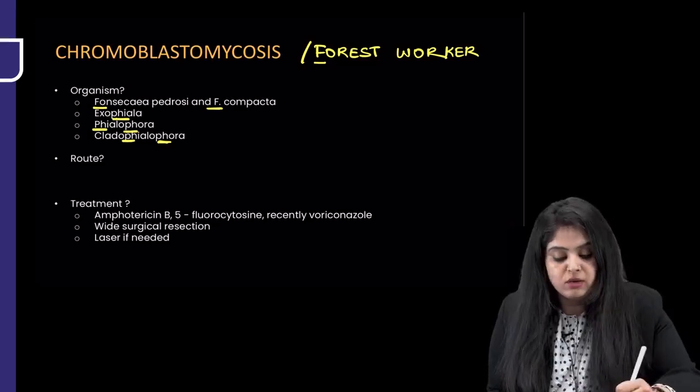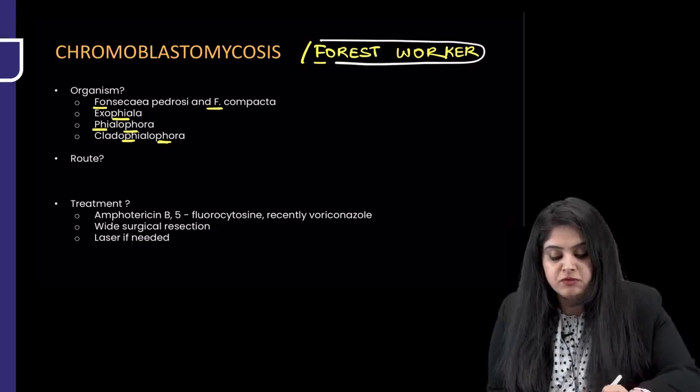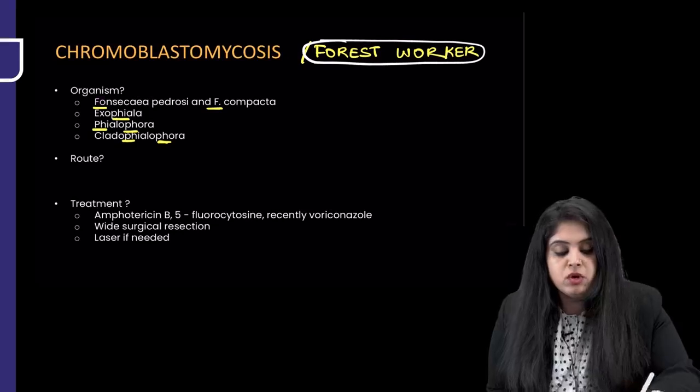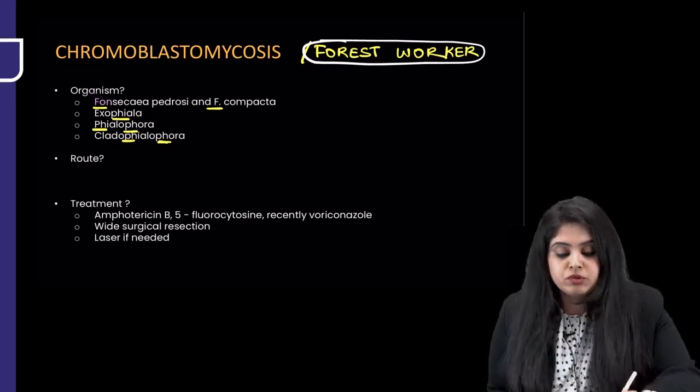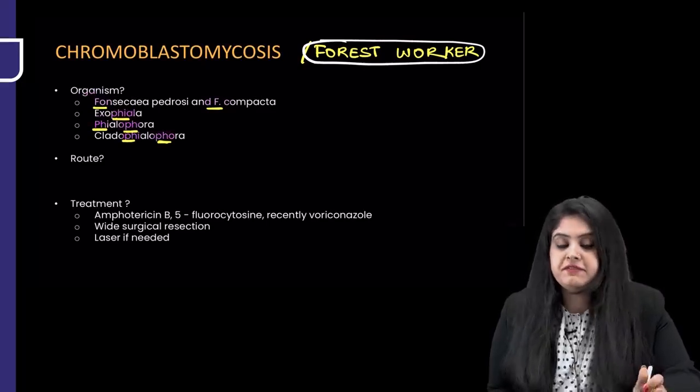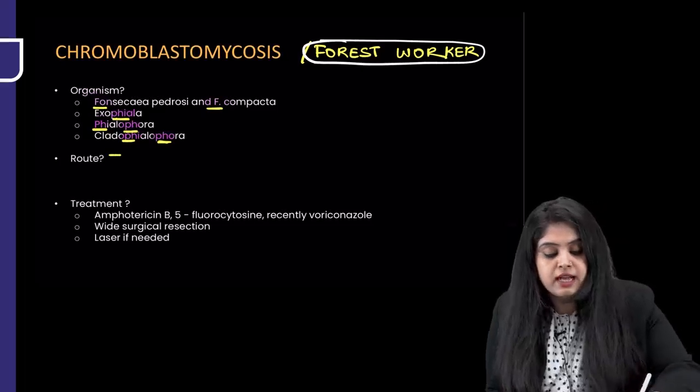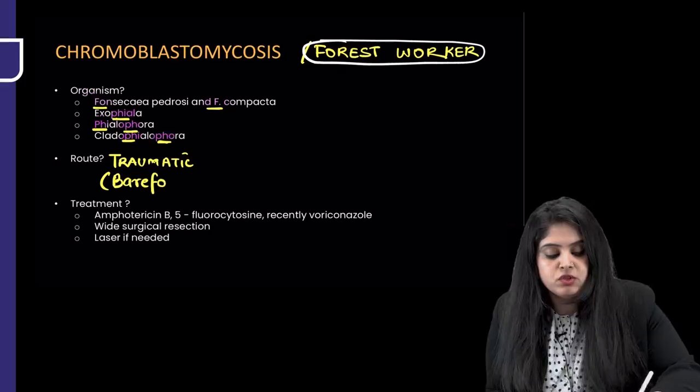So chromoblastomycosis, which you see in the very famous forest workers, this was a recent question also that came in the paper. It is Fonsecaea pedrosoi, Fonsecaea compacta, Exophiala, Phialophora, Cladophialophora. These are the FFF organisms. Root, I think I have already taught you, and you all know that from a forest worker there's a traumatic barefoot history that will always be given to me.